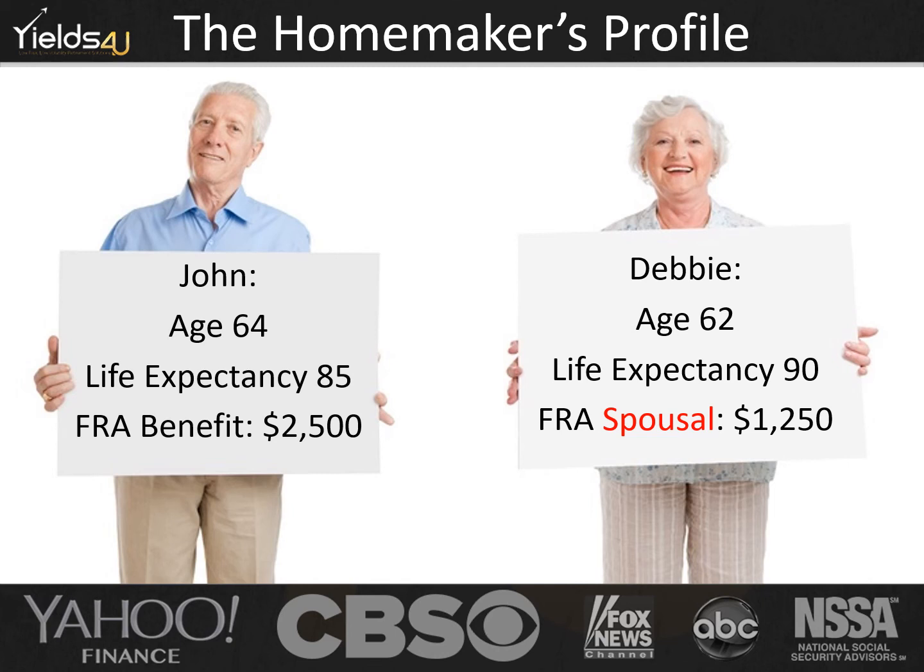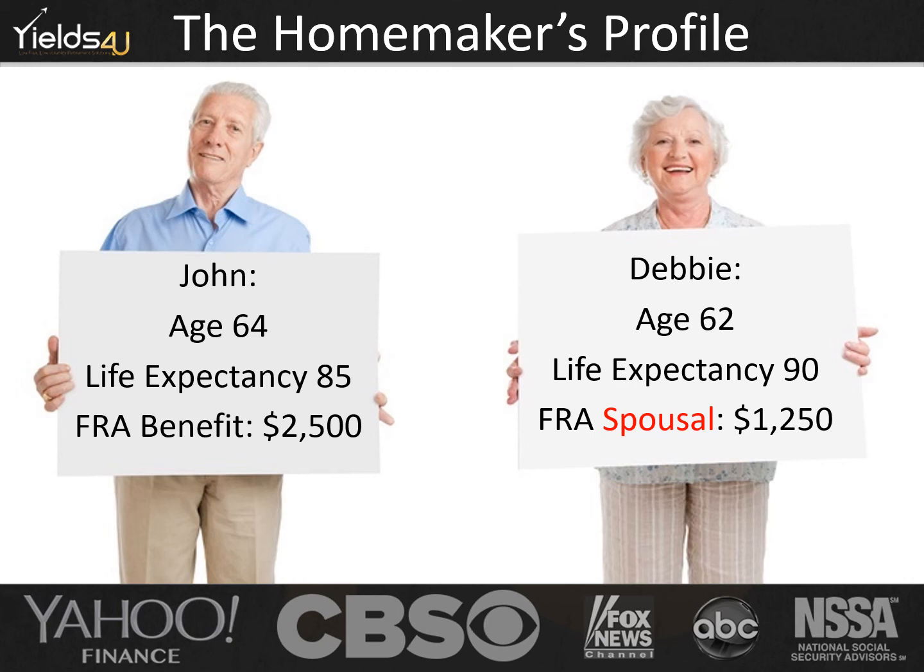Debbie, being a woman, will probably live longer, let's say to age 90. And since she didn't work enough to qualify for Social Security on her own record, she is eligible, wait for it, ding ding ding ding, you guessed it, a 50% spousal benefit under John's work history. So her benefit is $1,250 if and when John claims benefit at full retirement age. Okay, so let's see how our couple makes out.